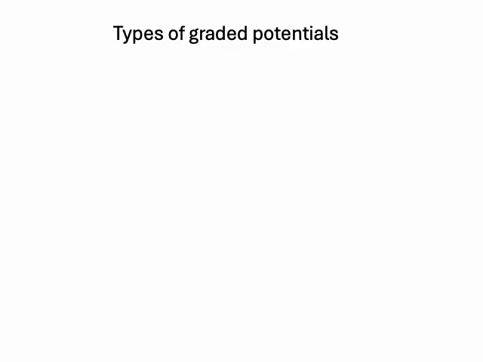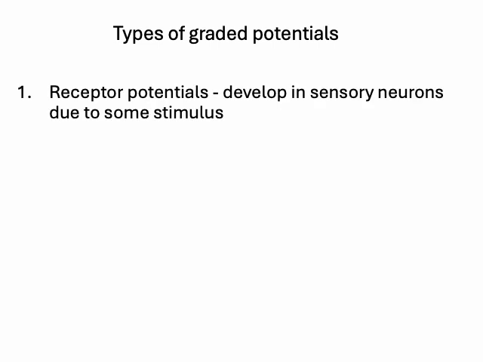Now, we do have some types of graded potentials that I want to mention. What we've just talked about is a receptor potential. Visualize this as happening at the dendrites or maybe even the cell body itself. These are basically looking for some kind of environmental ligand or mechanical stimulation in its environment, opening up those channels and allowing whatever that channel is for, a depolarizing or a hyperpolarizing graded potential to occur.